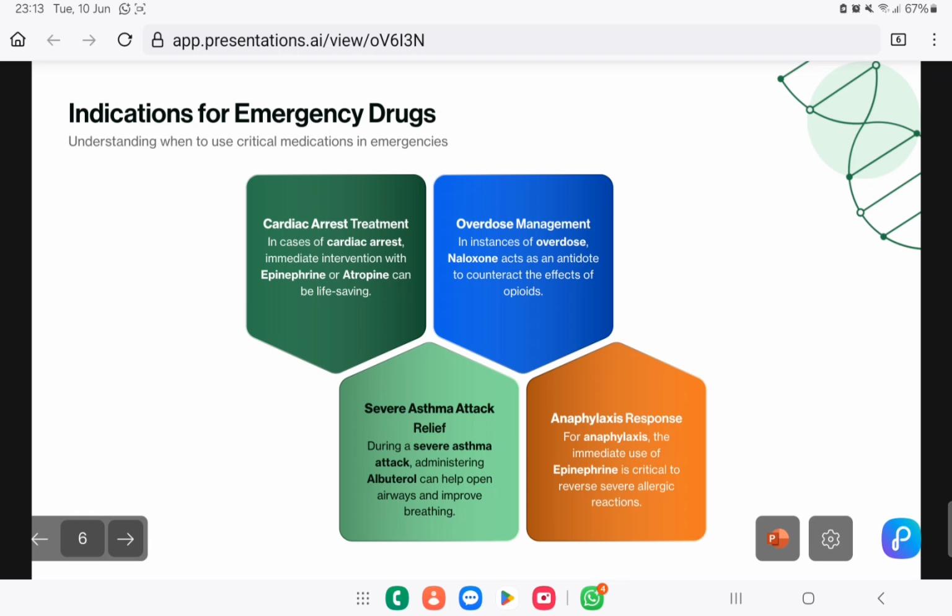Overdose management: in instances of overdose, naloxone acts as an antidote to counteract the effects of opioids. Severe asthma attack relief: during a severe asthma attack, administering albuterol can open airways and improve breathing. Anaphylaxis response: for anaphylaxis, the immediate use of epinephrine is critical to reverse severe allergic reactions.